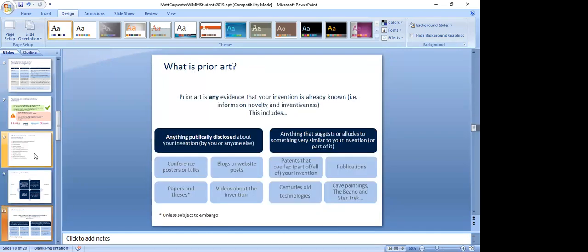And this is what prior art is. Prior art is any evidence that your invention is already known. If it is already invented, then that will be required. It is the information on novelty or invention, which includes anything publicly disclosed about your invention by you or anyone else. Anything that suggests, alludes to, or is very similar to your invention will be part of it. So these are things like a conference, a video, any publication, papers, thesis designs or any design, you can check on that.